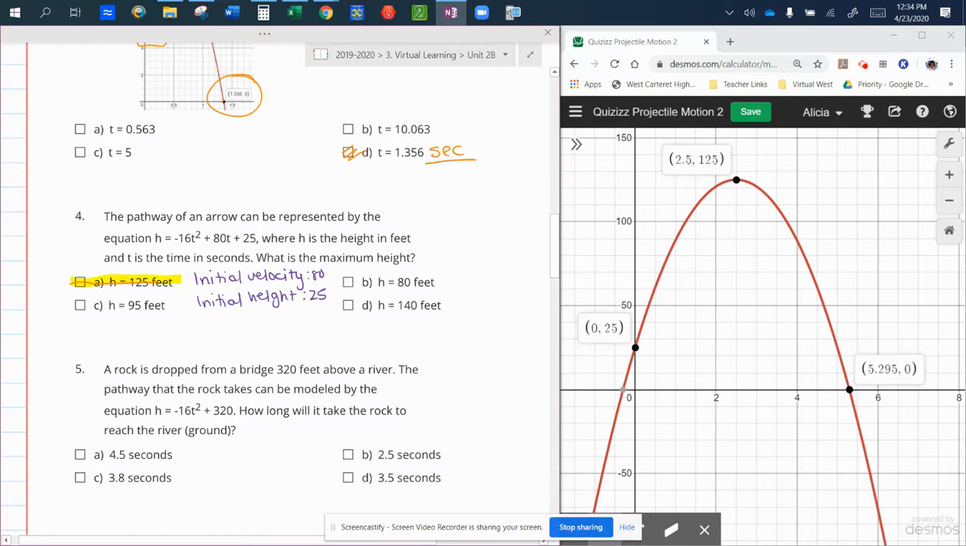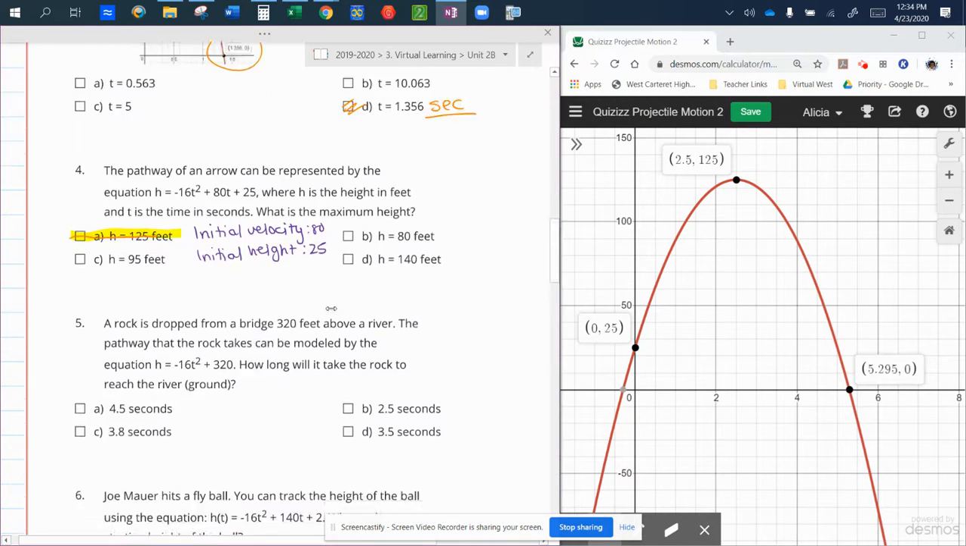I can also back up my initial height being 25 from this right here, my y-intercept. This is the starting point. It's launched from a height of 25 feet. And here, this x value, 5.295, that is how many seconds the object is in the air. It hits the ground at 5.295 seconds. It reaches its maximum height at 2.5 seconds. So after 2.5 seconds of this object being launched, it reaches its maximum height.